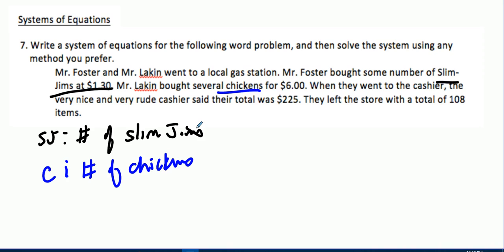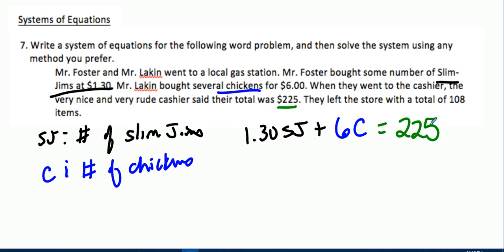So now let's make an equation here. Each Slim Jim costs $1.30, and that wasn't clear in the question, but that is what was intended. So we'll say 1.30 SJ plus each chip costs $6, so 6C, and that's supposed to equal, now how much did all this cost? $22.25. It's a lot of money at a gas station.